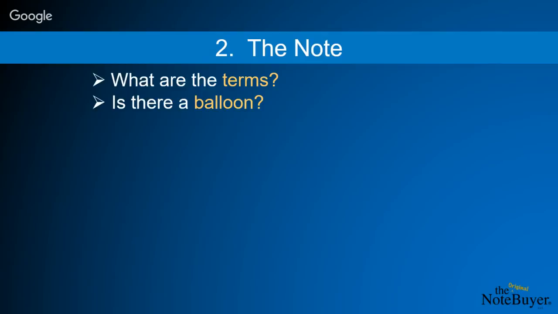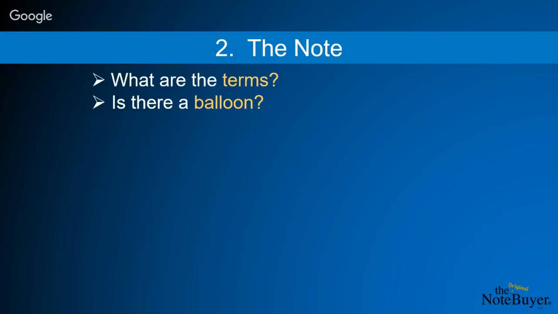And that is, are they able to refinance the balloon? If the borrower has a low credit score or has had credit issues, then they might have difficulty refinancing that balloon, okay? And so in that case, the balloon is a negative rather than a positive.